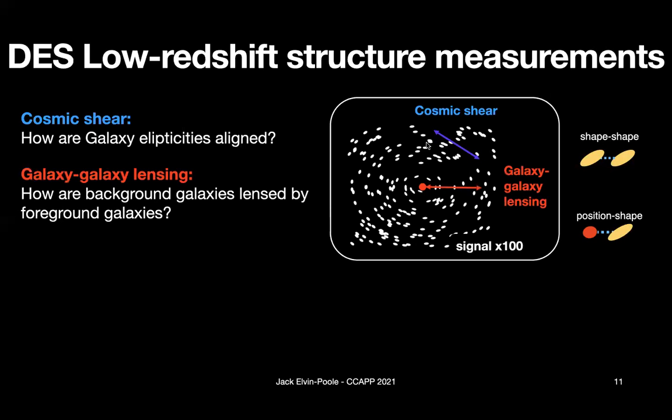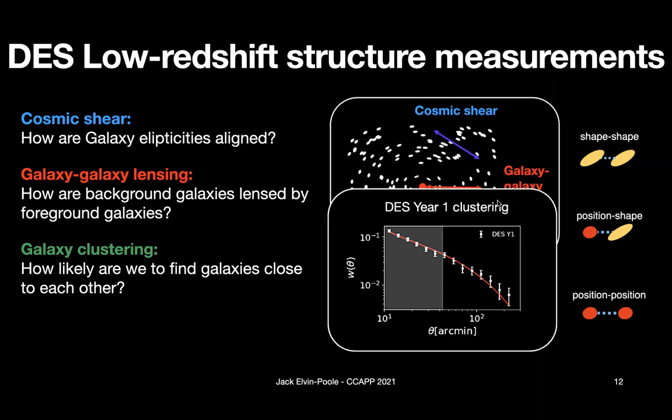The second measurement that we have is the cross-correlation between some foreground sample and those background lenses. We sometimes call this galaxy lensing, sometimes called tangential shear, but the purpose is you're trying to say, if you have a galaxy separated by some distance from the foreground, how likely is it to be sheared tangential to the line that separates them? And the third is the galaxy clustering signal, where I spend most of my time, and this is asking how likely are we to find 2 galaxies close to each other, separated by a given distance.